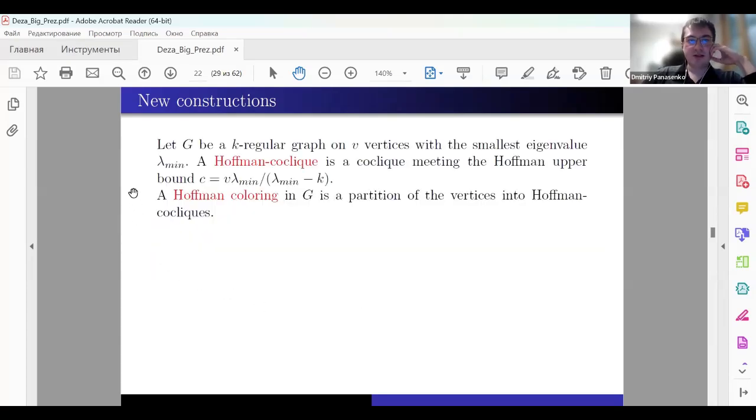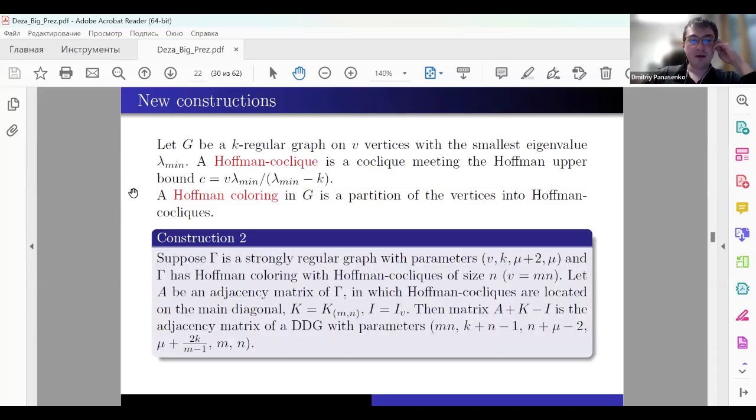Now, the other construction. Let us have a k-regular graph G with v vertices and the smallest eigenvalue lambda min. A Hoffman coclique is a coclique meeting the Hoffman upper bound. I mean, the size of this coclique should be equal to v multiplied by lambda min divided by lambda min minus k. And a Hoffman coloring in a graph is a partition of the vertices into Hoffman cocliques. So we can use it to construct divisible design graphs.